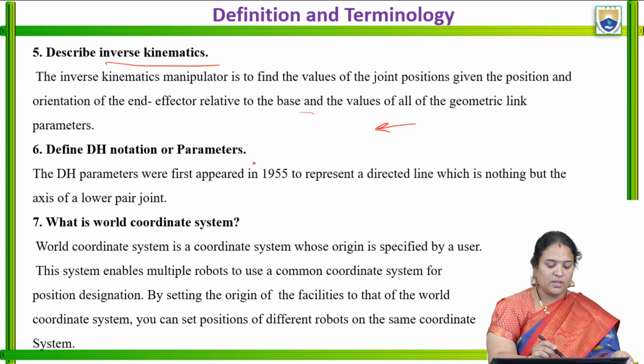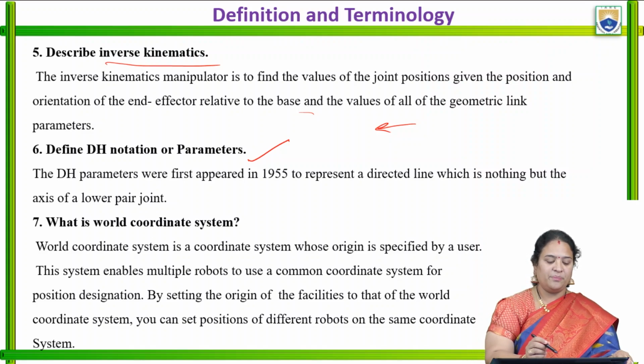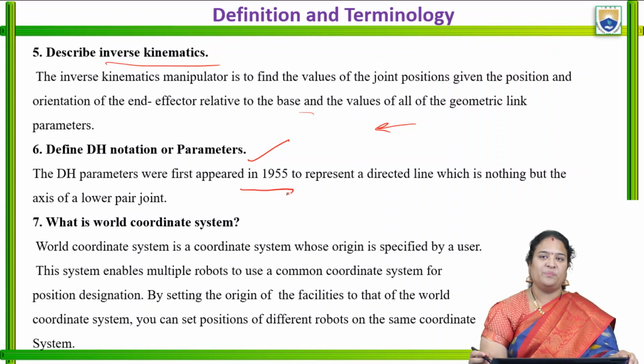Next, moving on to the DH notation or parameters. Define DH notation or parameter. What do we mean by DH notation or parameter? The DH parameter was introduced in the year 1955.